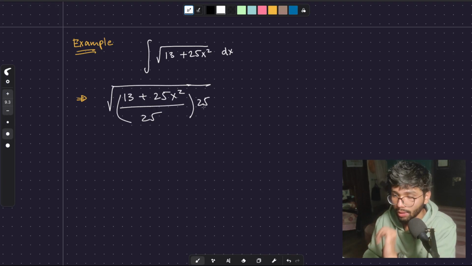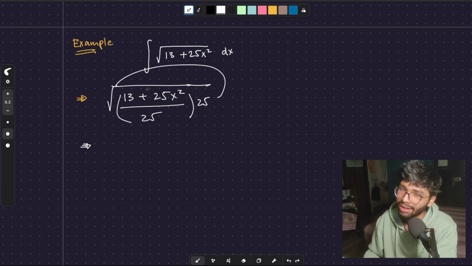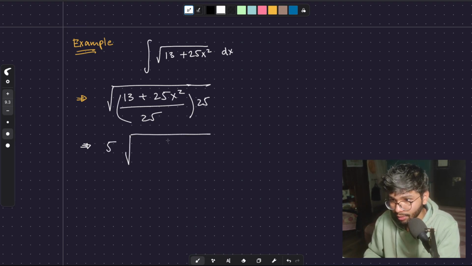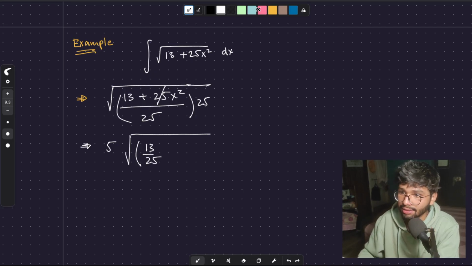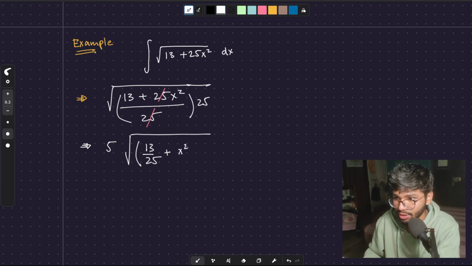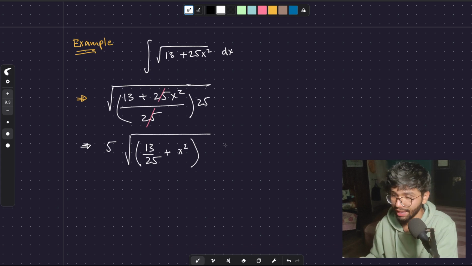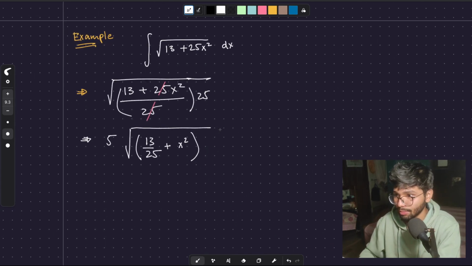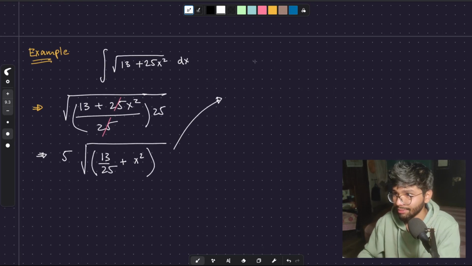So we'll have, because this is just 5 squared, we're going to take out a 5 because it's being rooted. Rooted, that's what I call the square root thingy. So 5. And then over here we have 13 over 25 and this is just being cancelled. Let me do that in red. Great. So plus x squared. That's what we have. We know the thingy and we can just plug this into the integral.